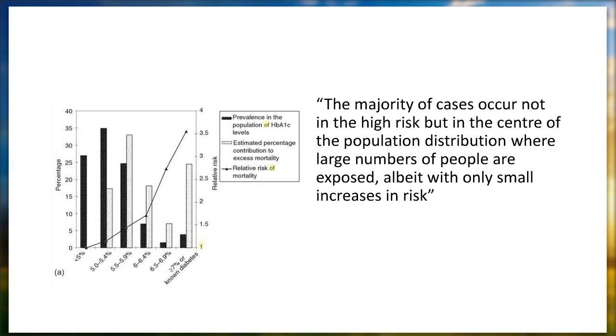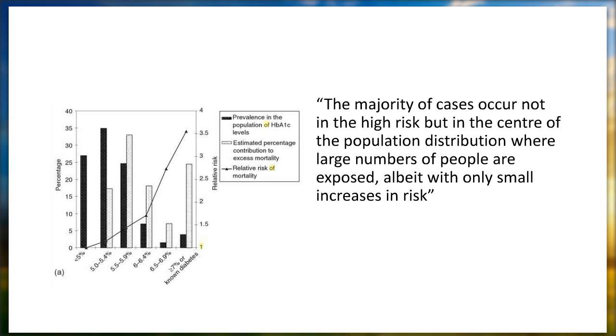Now, let's start with the black bars. The black bar, as you see from the legend, is the prevalence in the population of hemoglobin A1C levels of a certain level. You can see, again, if we start with diabetes, there's roughly 4-5% of the population with diabetes, according to this graph. That's what the black bar indicates. And as the hemoglobin levels decrease, there's an increase of people who have those hemoglobin levels. So an increase in lower levels means people are generally healthier.